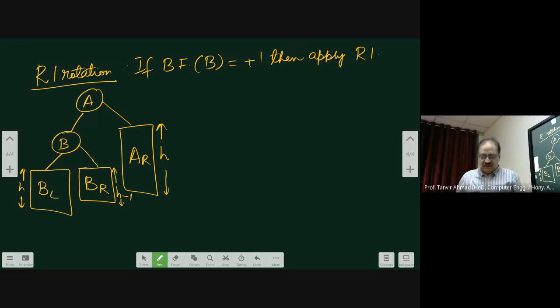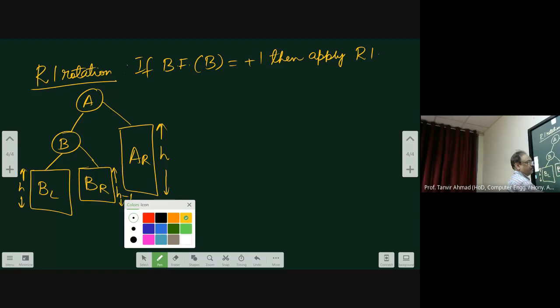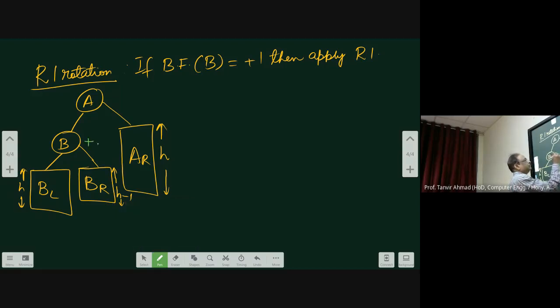Okay? Now check the balance factor. What is the balance factor of B? h minus h minus 1. That is, say it is +1. What is the balance factor of A? Quickly. +1.